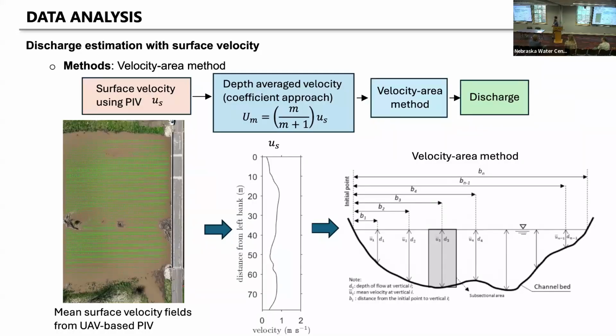Why do you think the Manning seems like it's overestimating, maybe a little bit higher? Why do you think that is? Well, actually, we don't know why PIV is lower. We are figuring out why. Yes, that's true, PIV measurements are lower, but we do not know right now. Okay, so we are figuring that out. That's interesting.